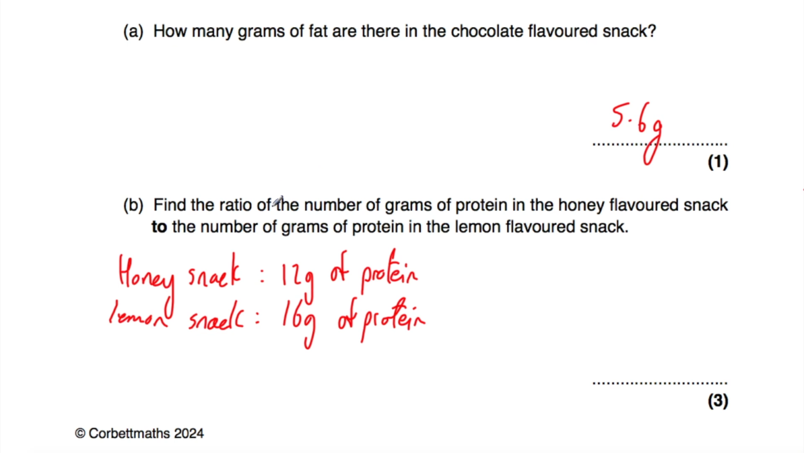Now we want to write a ratio. We want to find this ratio of the number of grams of protein in the honey flavoured snack, that's 12, to the number of grams of protein in the lemon flavoured snack, that's 16. And this can be cancelled down. Both of these numbers are divisible by 4. 12 divided by 4 is equal to 3, and 16 divided by 4 is 4. So the answer would be 3 to 4, and that's it. That's the ratio of the number of grams of protein in the honey flavoured snack to the number of grams of protein in the lemon flavoured snack.